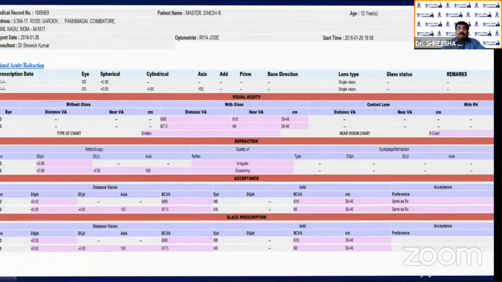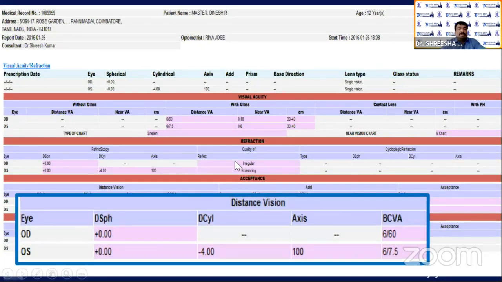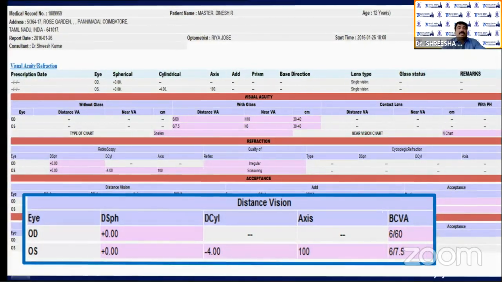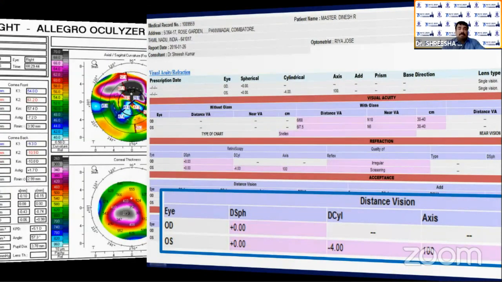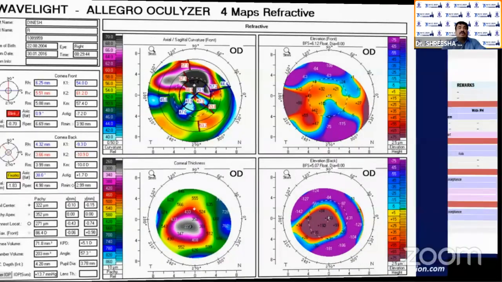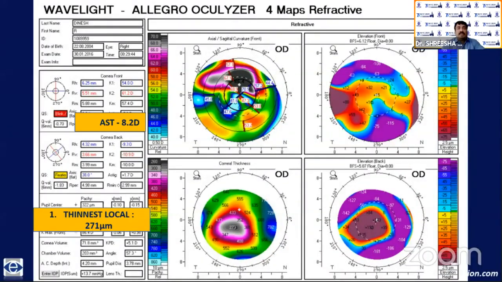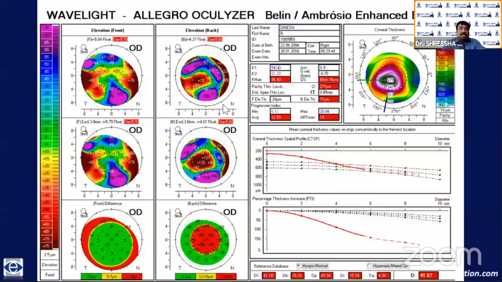Let us look into some case examples. This particular patient is a 12 year old boy who comes to us with poor vision in the right eye, that is 6/60 with the best correction. The patient was not accepting any cylinders. The quality of the scan is not good, but of course it is an advanced keratoconus case with a thin cornea and high astigmatism. So we went ahead with DALK in this particular case.